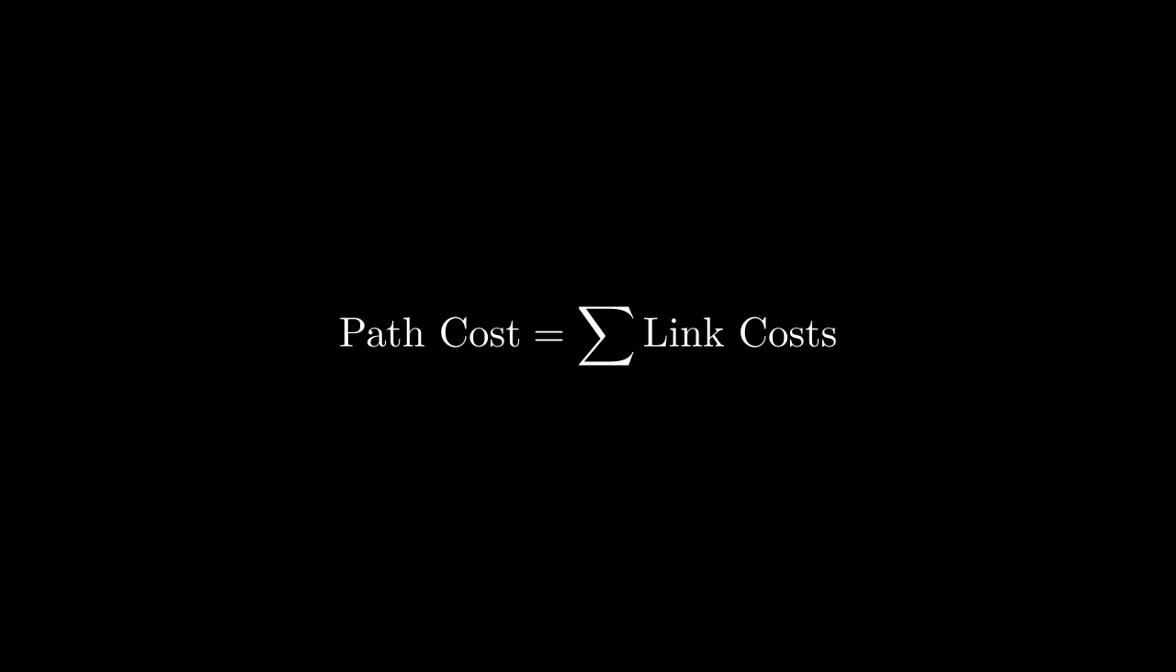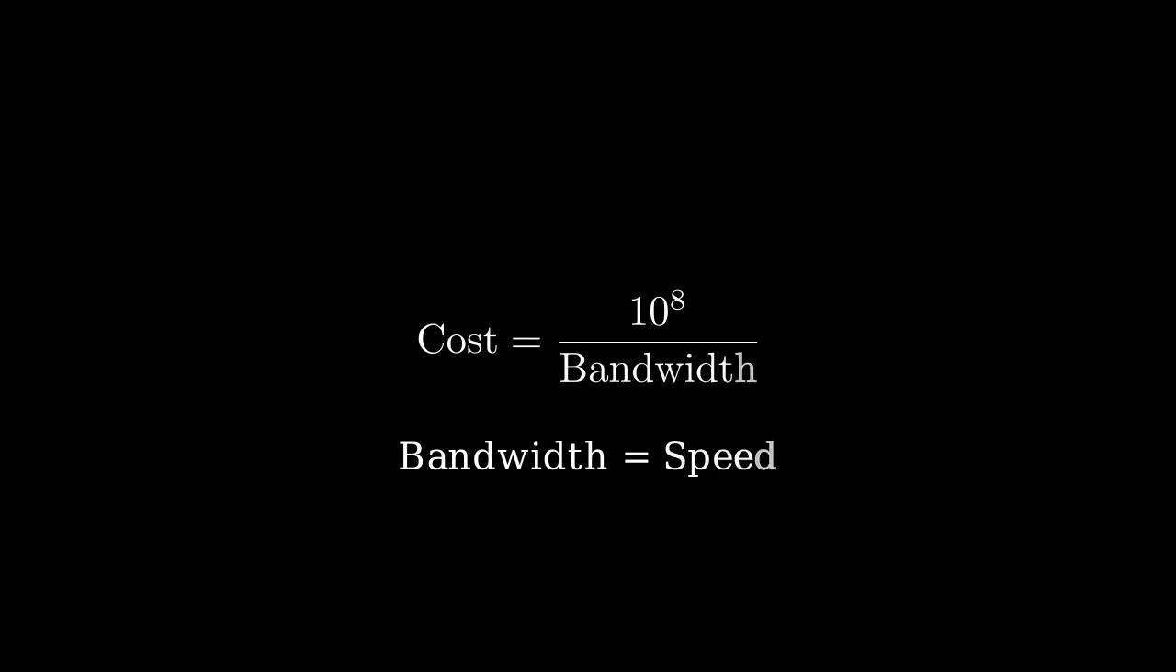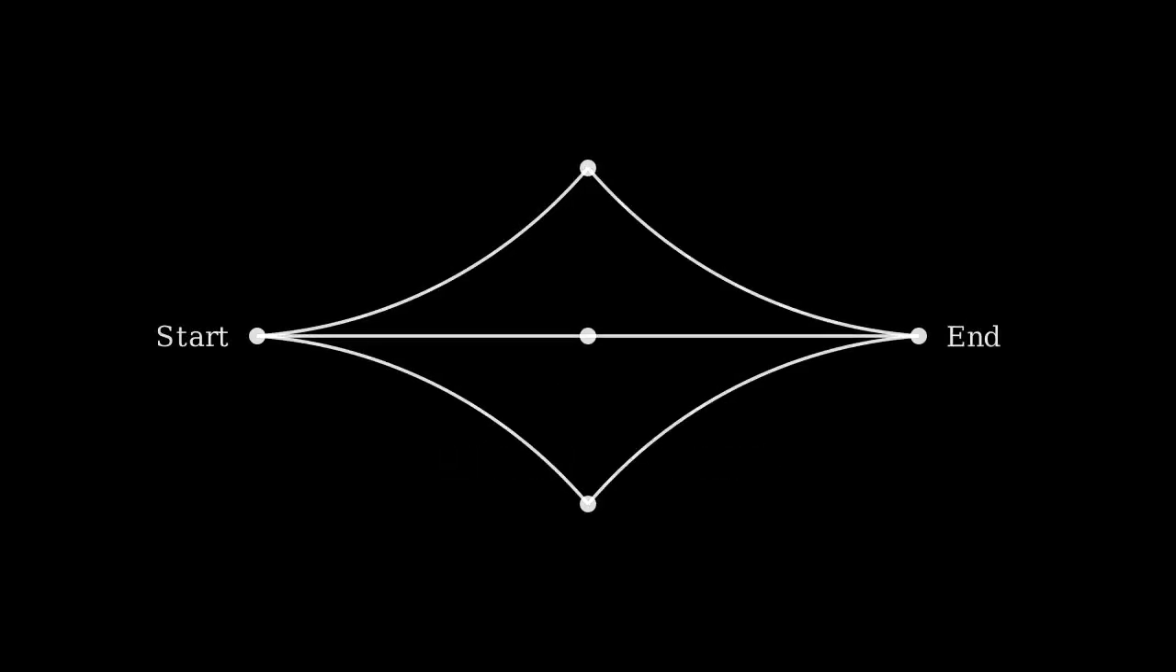The total path cost is just the sum of all individual link costs. These costs are calculated using bandwidth, which is essentially the speed of the connection. Higher bandwidth means lower cost, making that path more attractive.